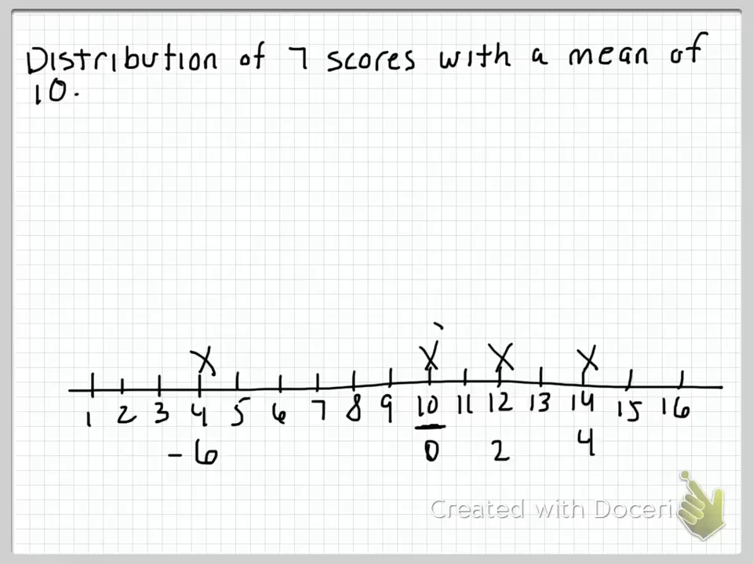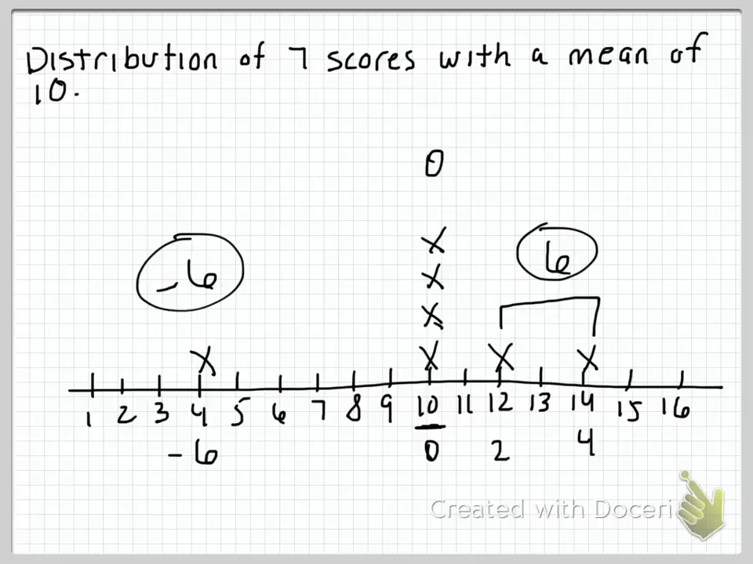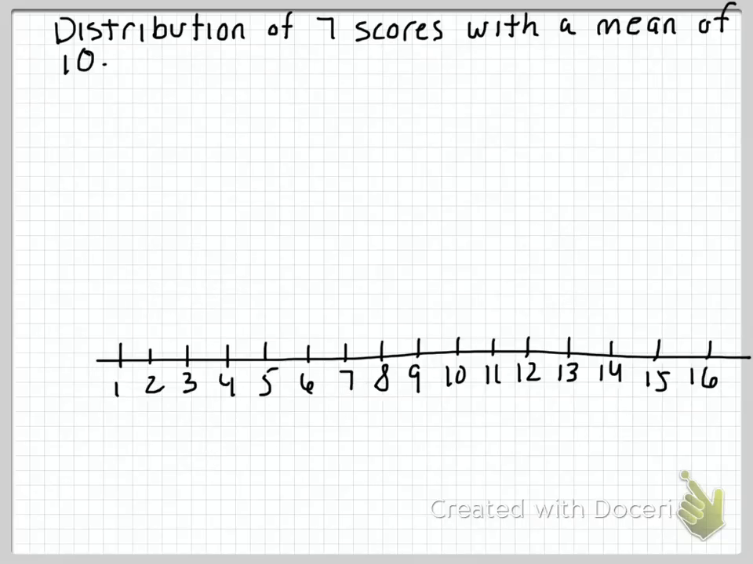So here I'm just going to add 4 10s. So I have 4 10s. Their total deviation scores are 0. 12 is 2 above the mean, and 14 is 4 above the mean, which gives me a deviation score of +6. And 4 is 6 below the mean, which gives me a deviation score of -6. So my deviations above and below the mean balance out. There are a lot of different ways that you could do this.